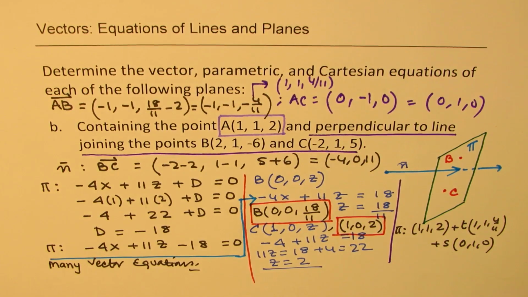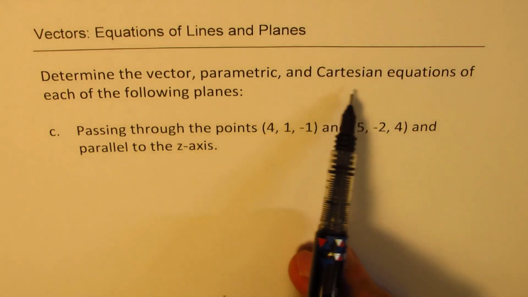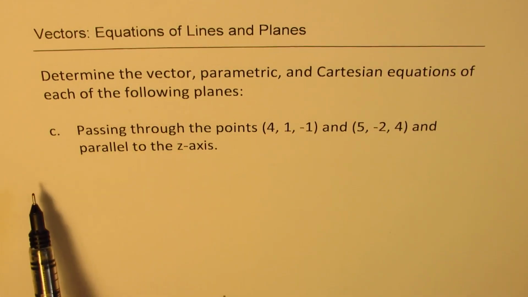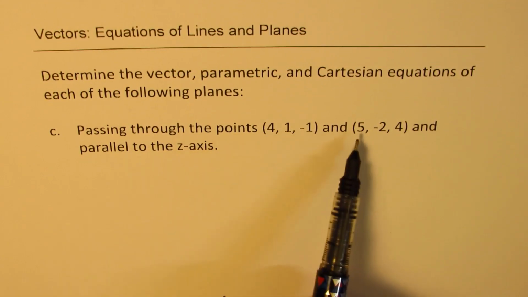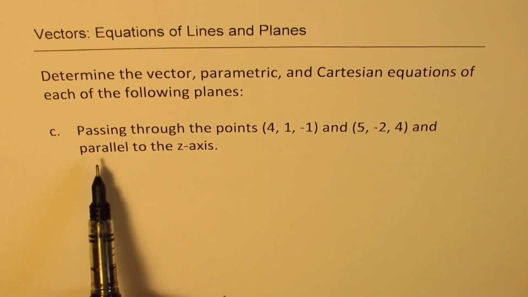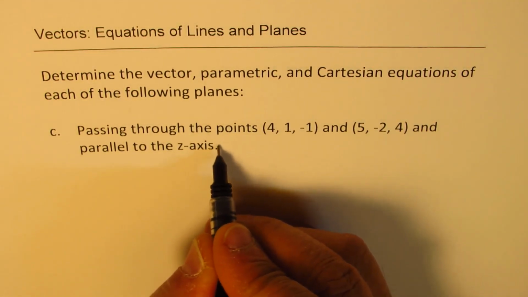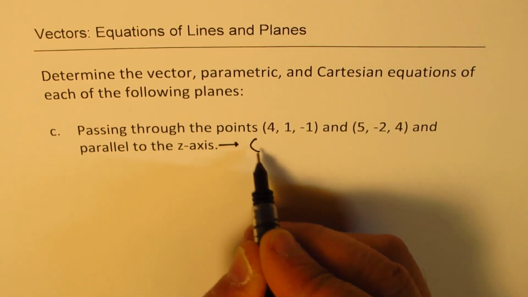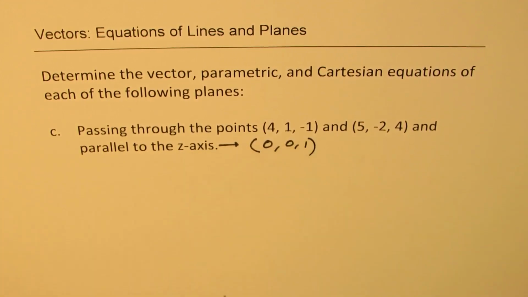Now let's take up part C. Part C is, we need to find the vector, parametric and Cartesian equation of each of the following planes passing through points (4, 1, -1) and (5, -2, 4) and parallel to the z-axis. So when we say z-axis, that means what? For the z-axis, you can take a unit vector (0, 0, 1). So that gives you one direction, right?